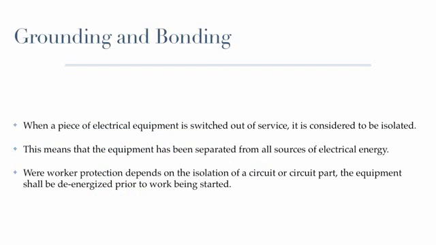When a piece of electrical equipment is switched out of service, it is considered to be isolated. This means that the equipment has been separated from all sources of electrical energy. Where worker protection depends on the isolation of a circuit or circuit part, the equipment shall be de-energized prior to work being started.